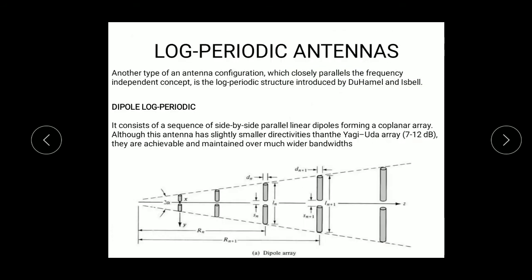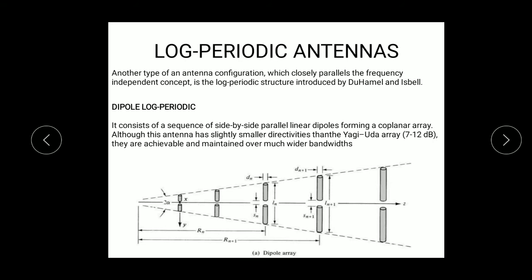Now we discuss the log periodic antenna. Log periodic, basically, is an arrangement of dipole antennas in parallel combinations. The log periodic antenna is basically a broadband antenna, but the Yagi antenna is a high gain and directive antenna. In the log periodic antenna, the input impedance does not vary throughout the frequency range.